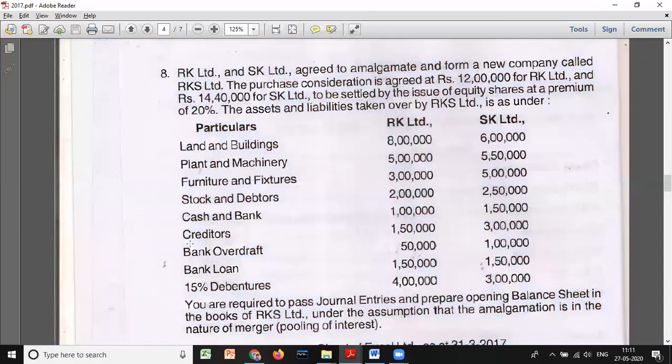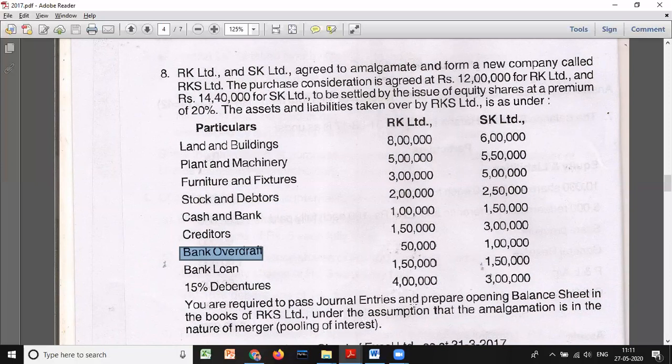Creditors, bank overdraft, bank loan and 14% debentures are liabilities. Creditors are a current liability, bank overdraft is a current liability: we have 1 lakh 50, 3 lakh 50, 1 lakh. Bank loan is a non-current liability, 1 lakh 50, 1 lakh 50. 15% debenture is a non-current liability. We have 4 lakh, 3 lakh. You are required to pass journal entries and prepare the opening balance sheet in the books of RKS Limited under the assumption that amalgamation is in the nature of merger.